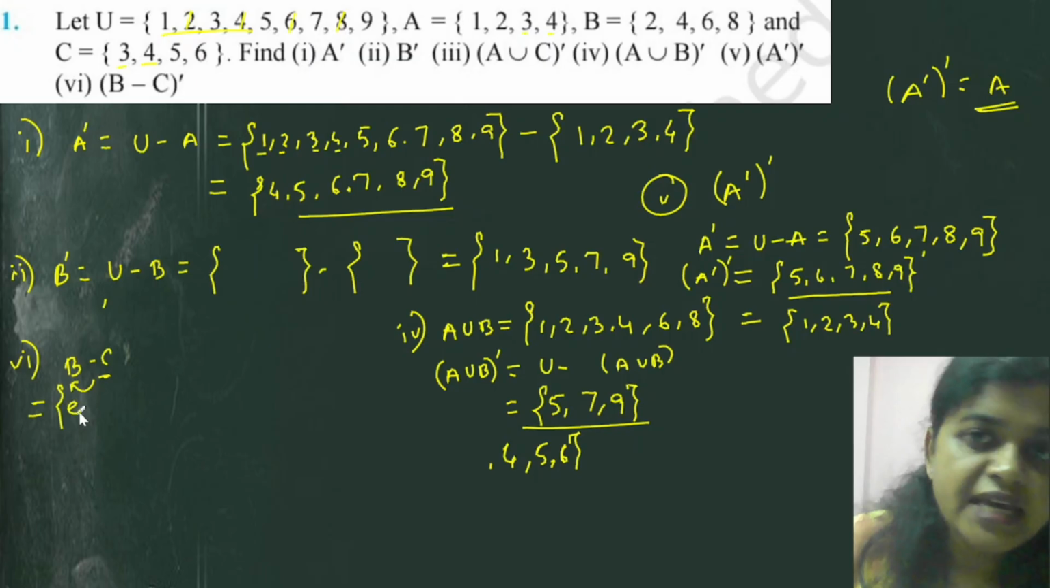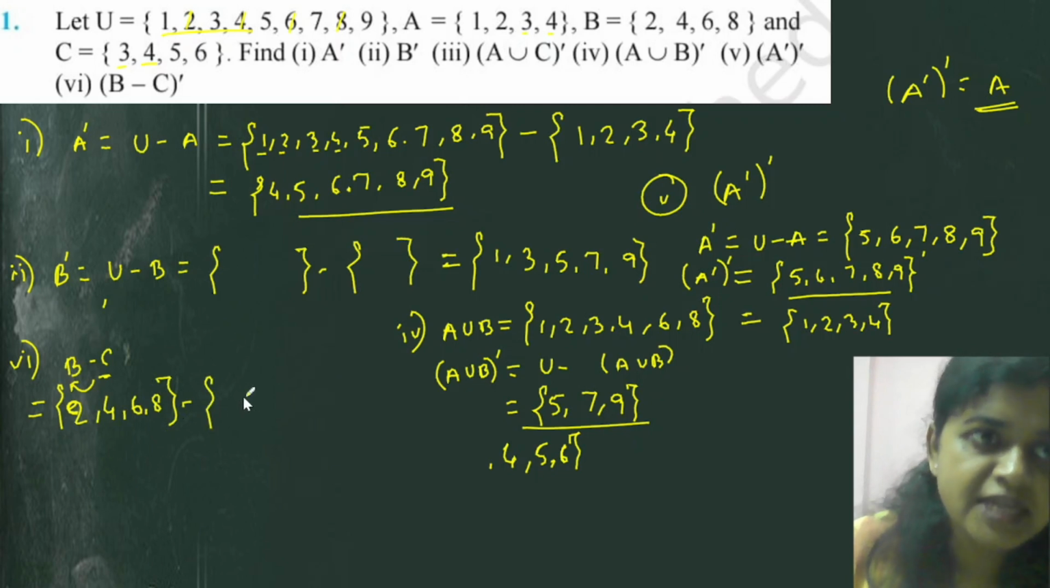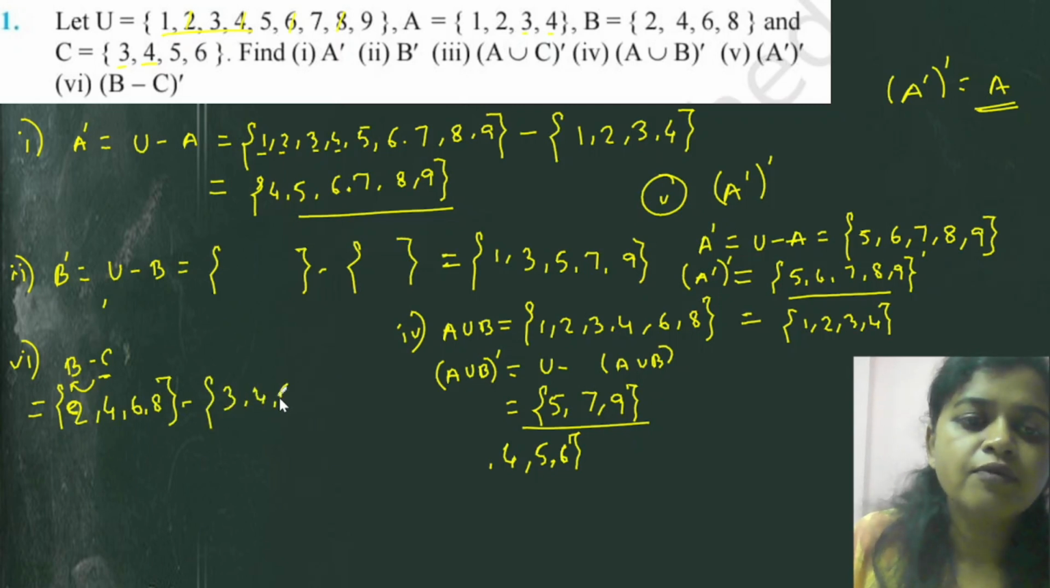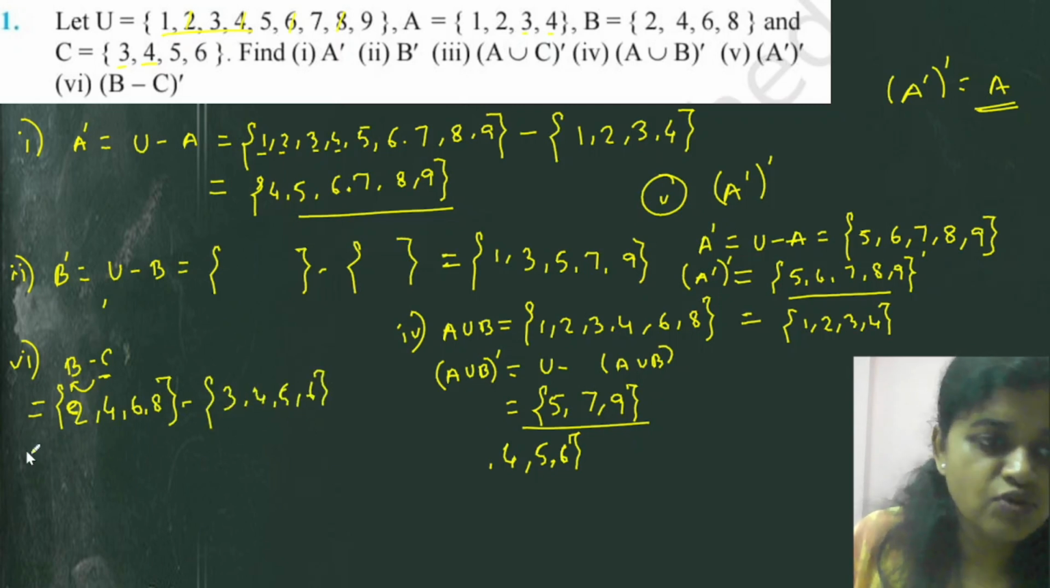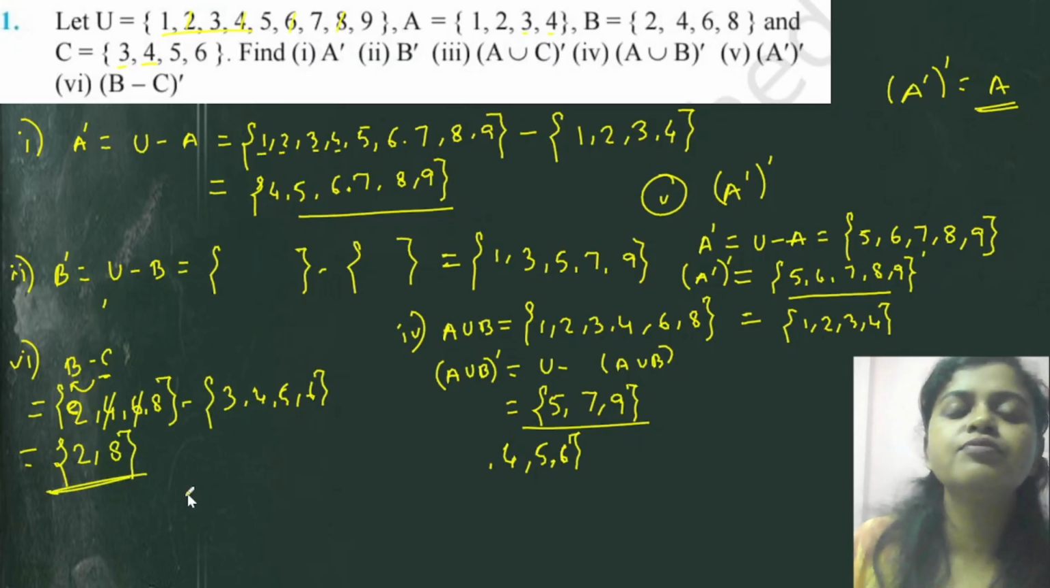Okay. So the elements of B are 2, 4, 6 and 8. And the elements of C are 3, 4, 5 and 6. So you have to remove these. 4 should be removed and 6 should be removed. Yes. So you will get 2, 8. So this is the value of B minus C.